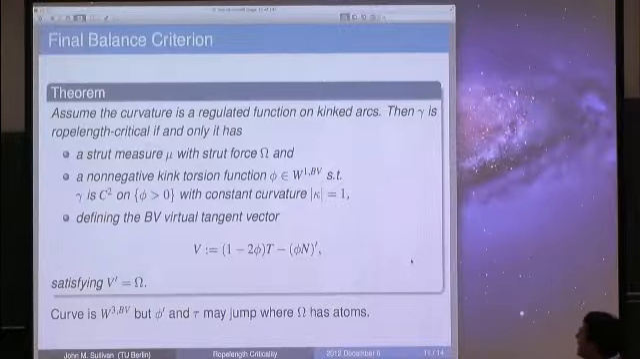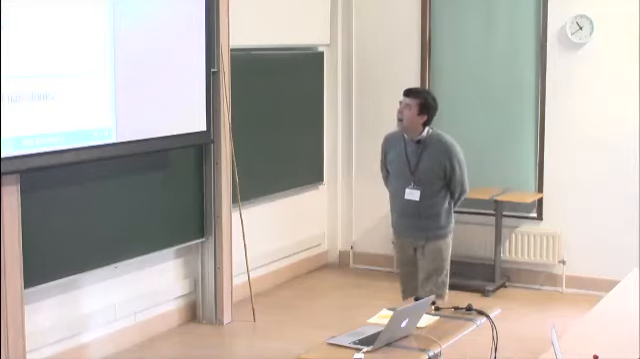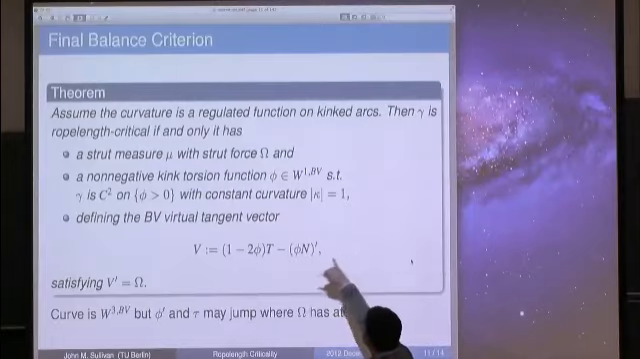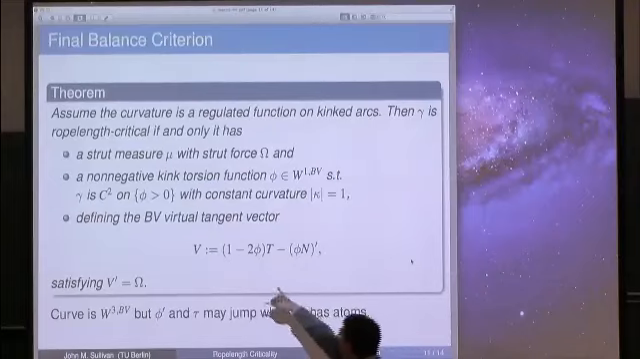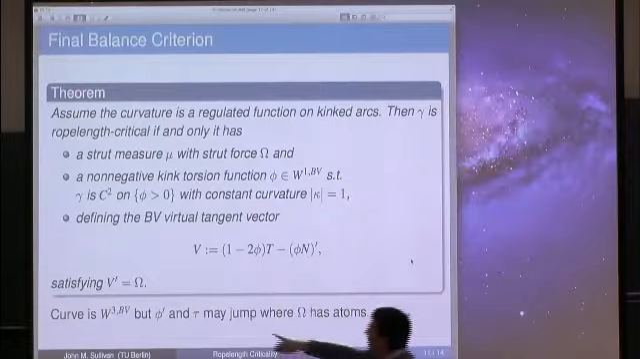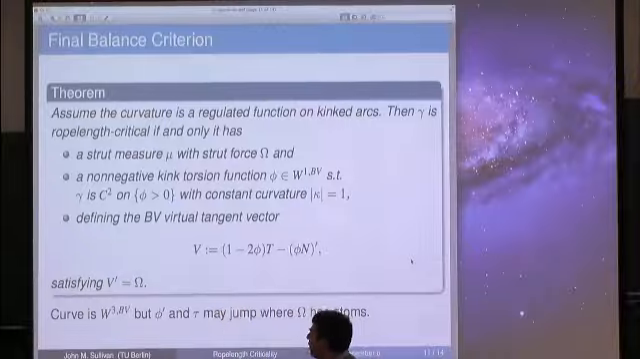And so what we have is a kink torsion function, or it's supposed to be kink tension function, phi, sorry for the typo, which is supported on the place where the curvature is 1. And we define what we call a virtual tangent vector, 1 minus 2 phi times t plus the derivative of phi n. And it's now this virtual tangent vector whose derivative is omega.